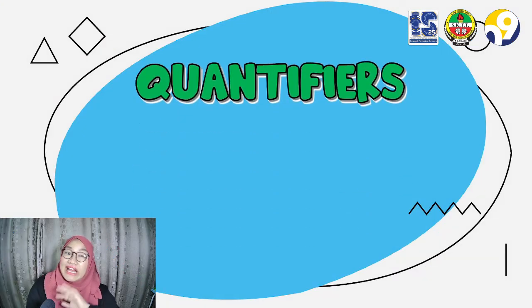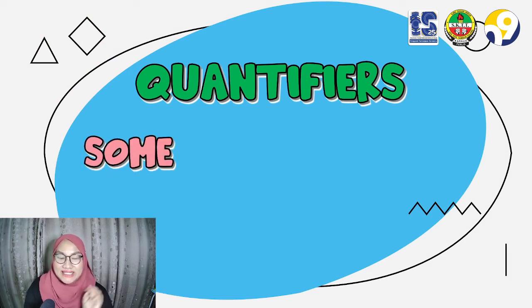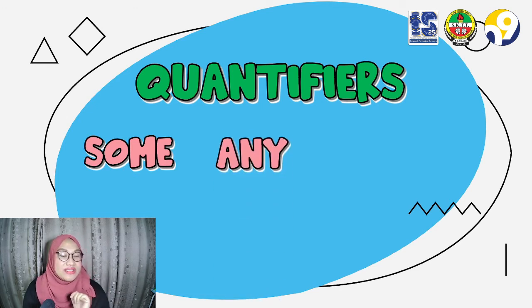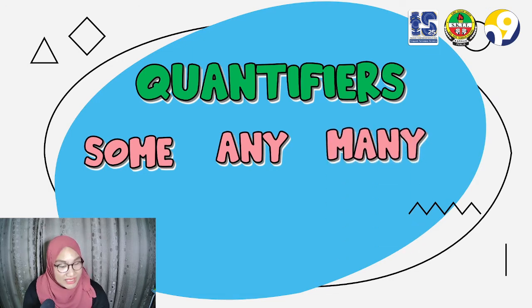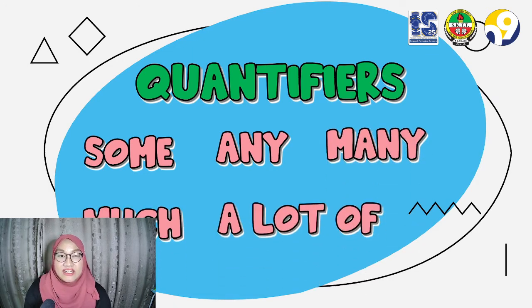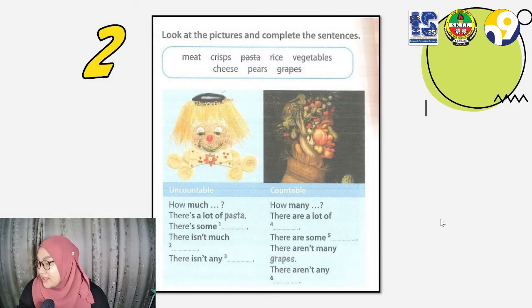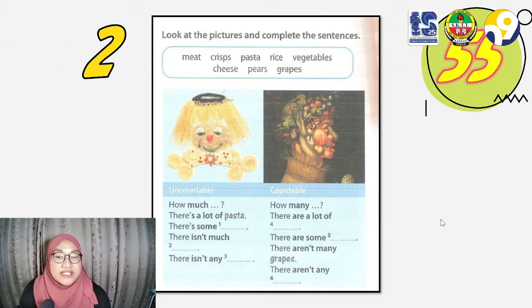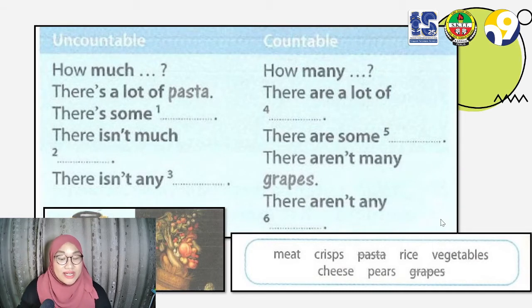Okay, everybody. So now let's move on to the second thing that we are going to learn today, which are the quantifiers. So in the English language, here are some of the quantifiers that we are going to learn today, which are some, any, many, much, and a lot of. Okay, so for this, we are going to do exercise 2 in your English Plus 1 textbook, also on page 55. Okay, so what you have to do is fill in the blanks using the words given over here.